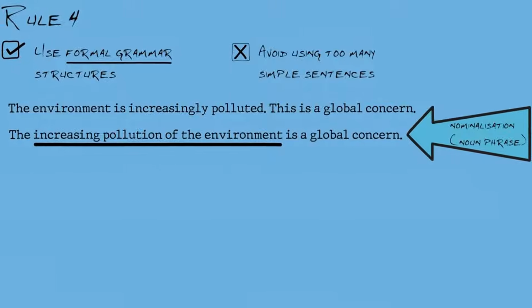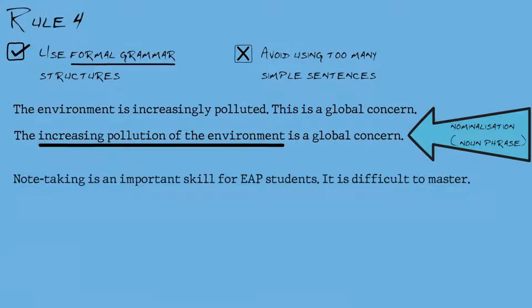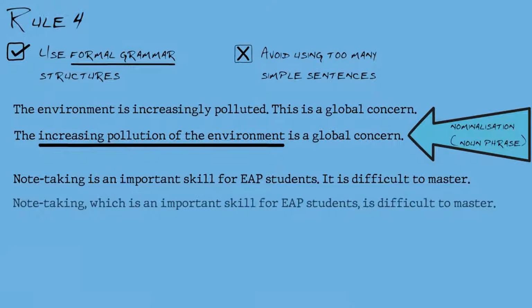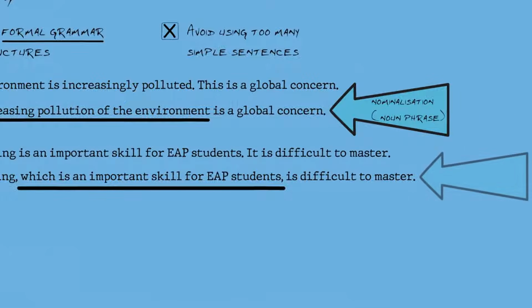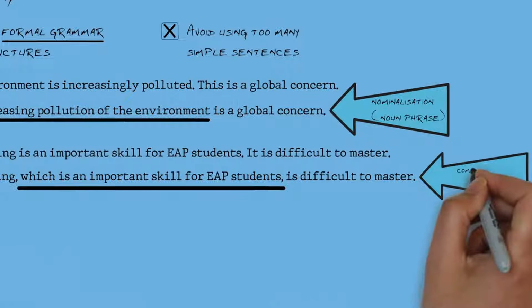Again, here are 2 simple sentences which could be combined. Note-taking, which is an important skill for EAP students, is difficult to master. So in this case, the sentences have been combined using a relative clause, which is an example of complex grammar.